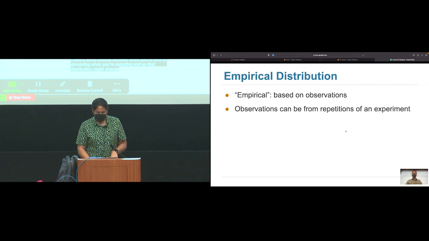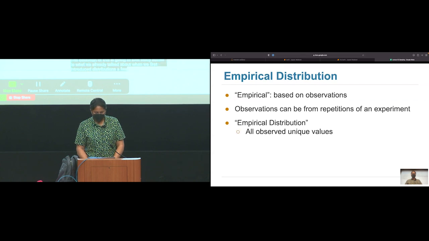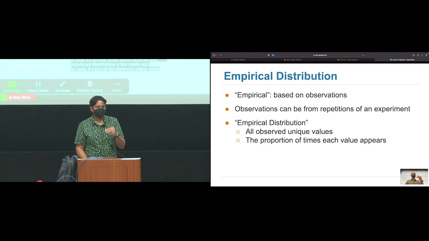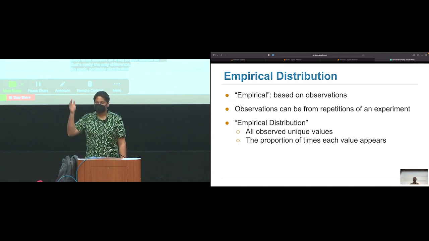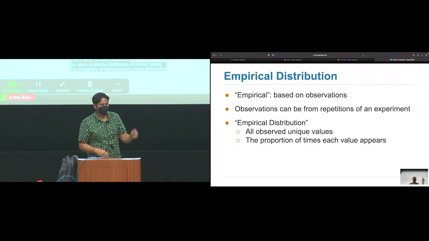The definition of this is going to look really similar to what we talked about when we first introduced distributions a few weeks ago. Really, it's just all the observed unique values and the proportion of times each value appears in your sample. That's the only difference. Probability distribution: all unique values and the probability of each one appearing. Empirical distribution: all your unique values and the proportion of times that they happen to appear. And your empirical distribution is going to change every single time you sample.